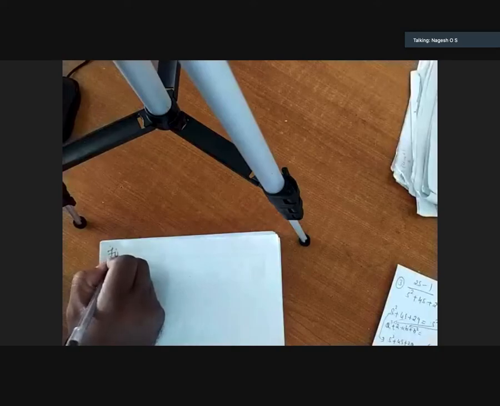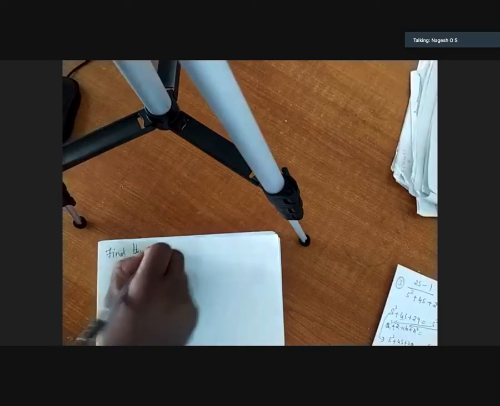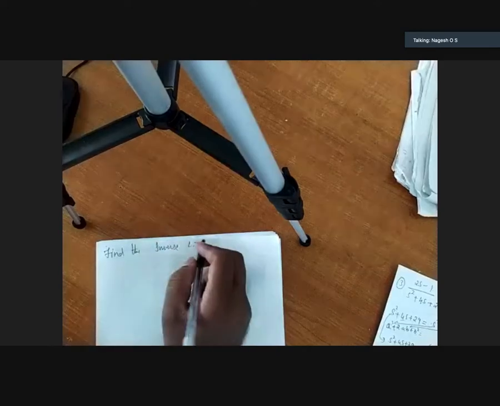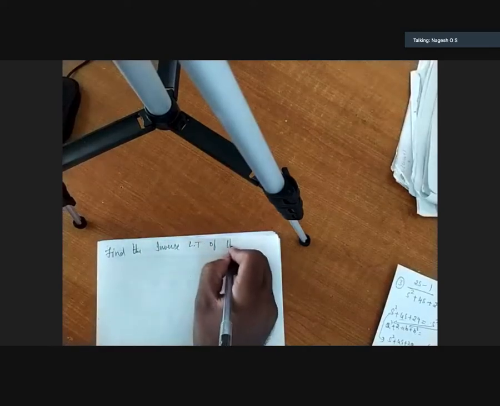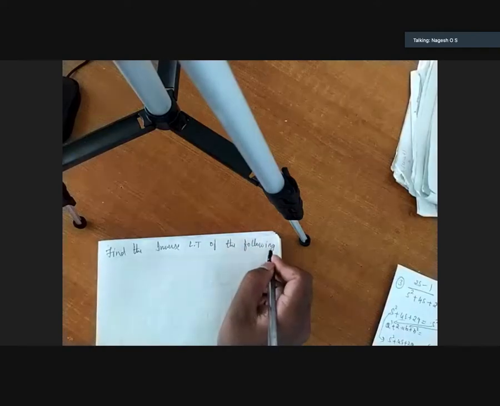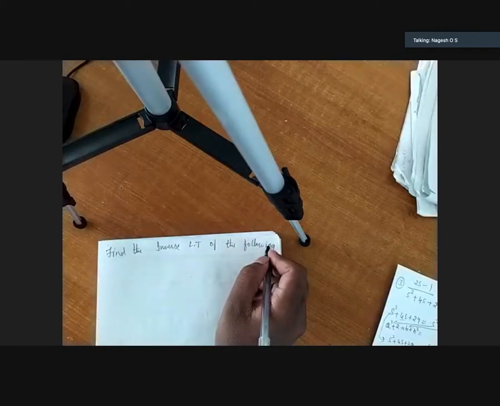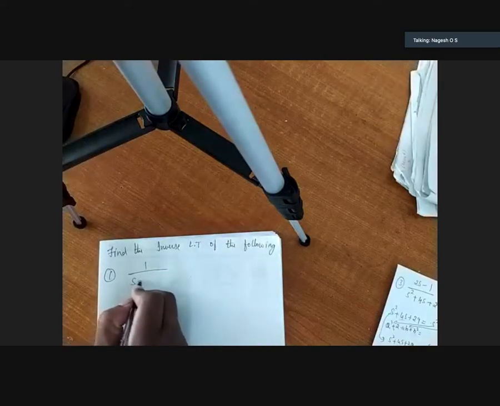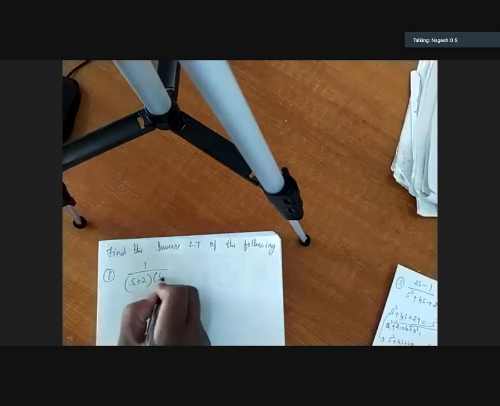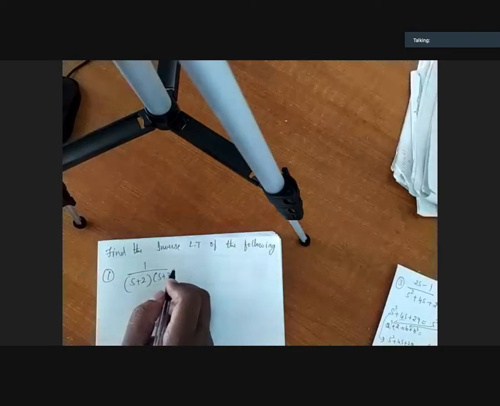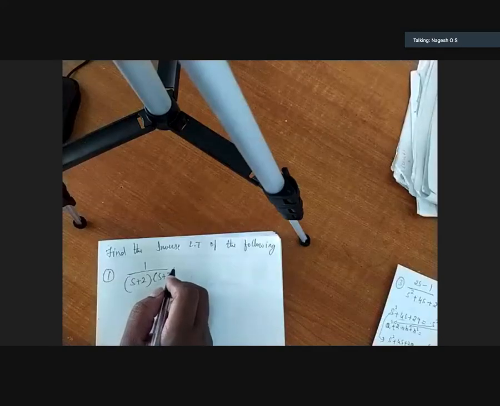The question will be like this. Find the inverse Laplace transform of the following. So the first problem is 1 by (s plus 2) into (s plus 3).